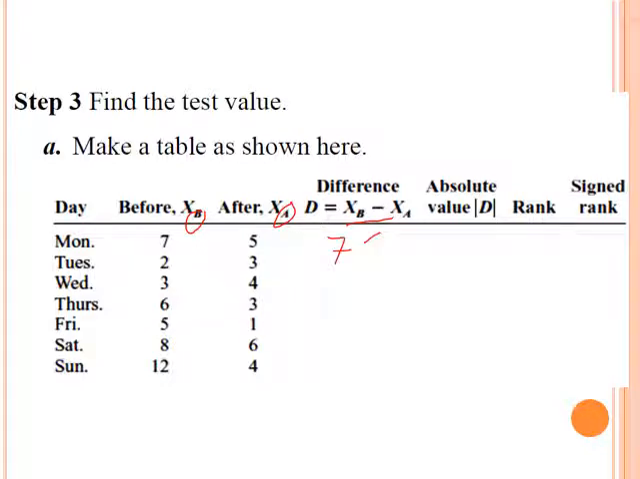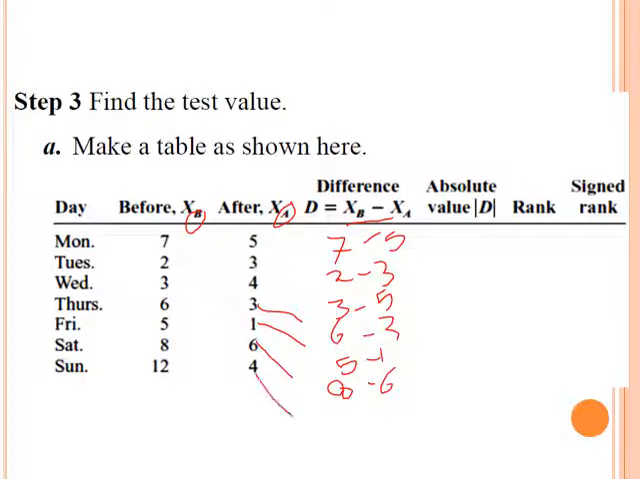So we have 7 minus 5, here 2 minus 3, 3 minus 4, here 6 minus 3, 5 minus 1, 8 minus 6, and finally 12 minus 4. These values represent the difference between the XP before and XA after. Then we will take the absolute value for each value. So here the absolute values will be 2, 1, 1, 3, 4, 2, and finally 8.